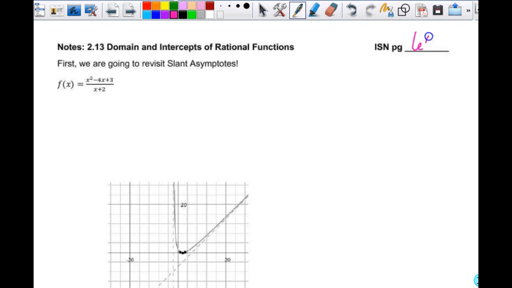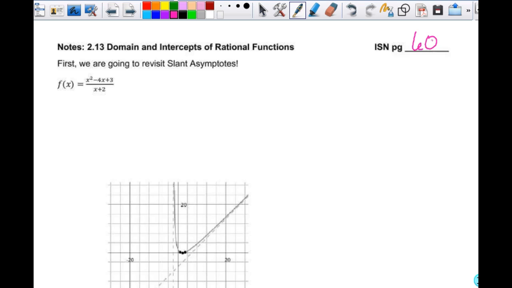This is going on page 60, and we're going to look at domain and intercepts of our rational functions. Okay. Domain and intercepts, we looked at the asymptotes and stuff. We're still going to talk about those a little bit because we're going to look at all this together. But first, we're going to revisit slant asymptotes. Those are brand new to you, so we're just going to look at another one because there was a picture here I wanted you to see without us graphing it, and let's talk about a few things.